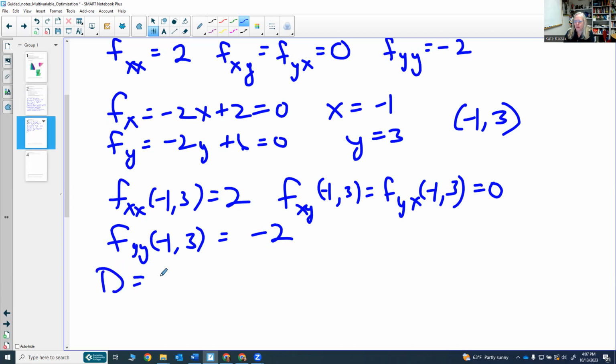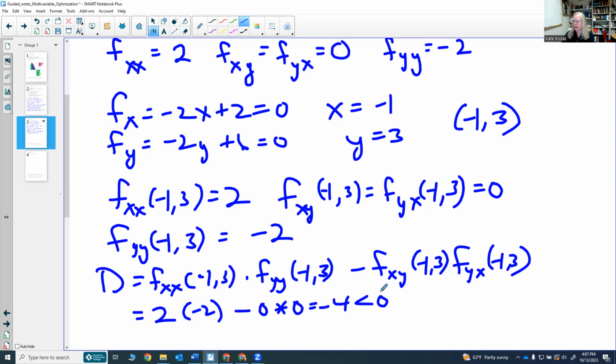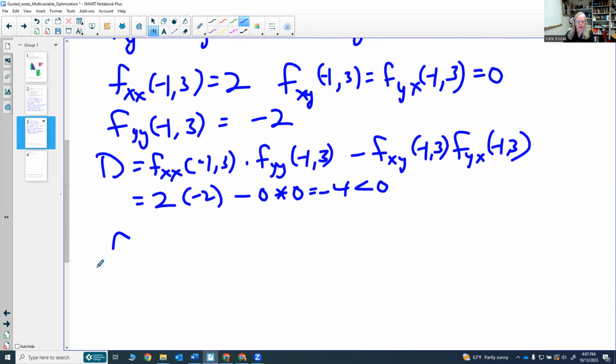So D is going to equal f sub xx of negative 1, 3 times f sub yy at negative 1, 3 minus f sub xy at negative 1, 3 times f sub yx at negative 1, 3, which is going to equal 2 times negative 2 minus 0 times 0, which is equal to negative 4, which is less than 0. So that says that f of negative 1, 3, which is equal to 4, is a saddle point.